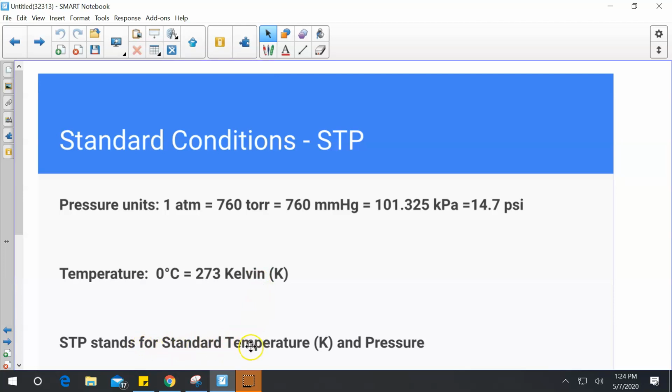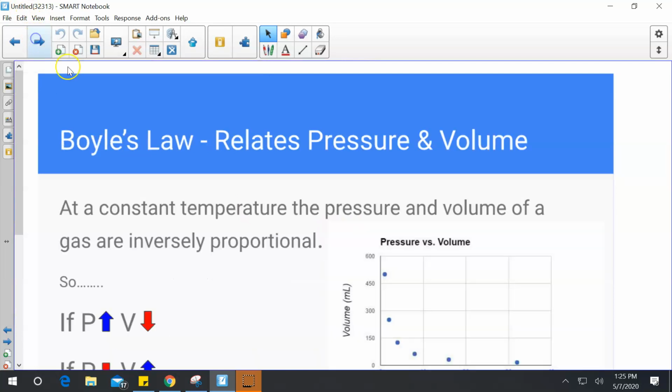And the last one is, when we measure a gas, to do a comparison, we have to have our model for comparison, and that's called STP. That's standard temperature and pressure. Standard temperature is 0 degrees Celsius or 273 Kelvin, and standard pressure is 1 atmosphere, or any of those other conversion factors. That is what sea level is.